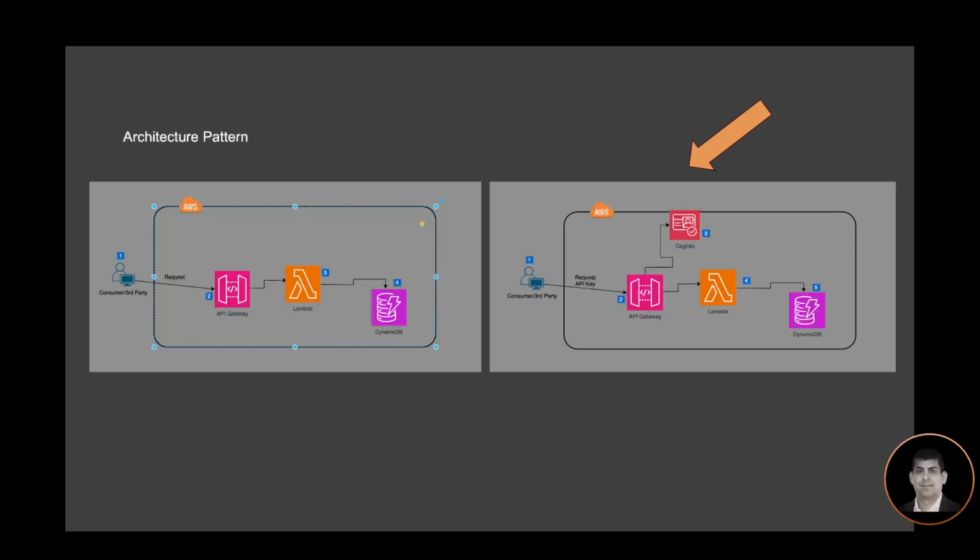In the second design, as you can see, the API gateway is invoking Cognito to validate the token before passing the request to the Lambda and DynamoDB. So in this design pattern, the API endpoint is secured using a Cognito authorizer. What that means is that a consumer third party who is invoking the API must have a valid access token to access the API results.